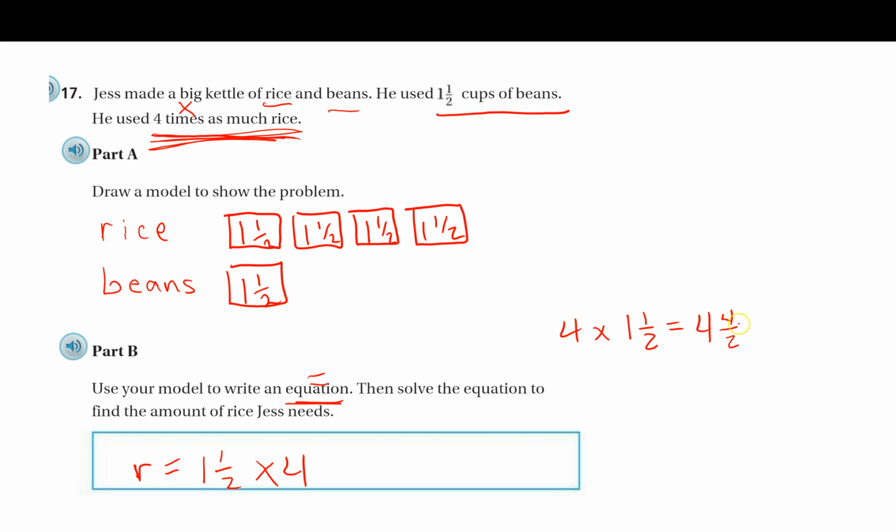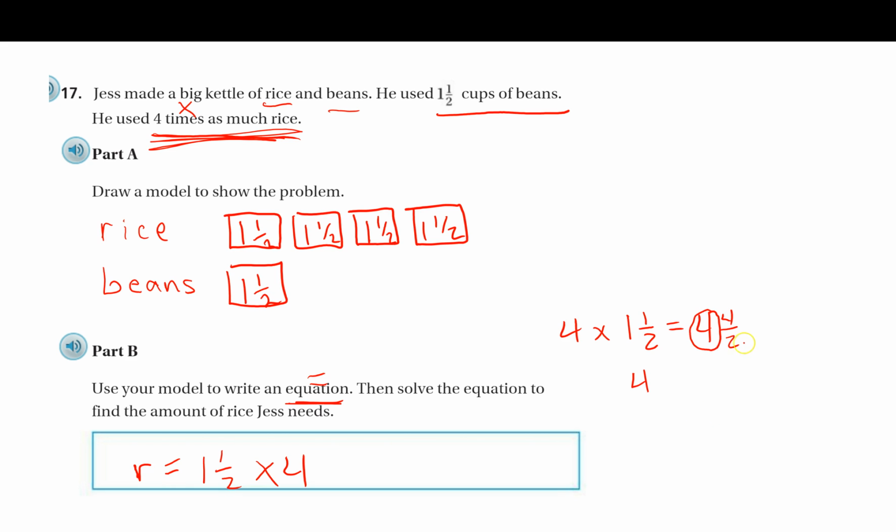Okay. Now, I still need to change this. This is an improper fraction. We have our numerator bigger than our denominator. So we have to change this improper fraction to a mixed number. Now, we can't forget that we do have 4 wholes. So I'm going to set those 4 wholes aside. And I'm going to focus in on this fraction part.